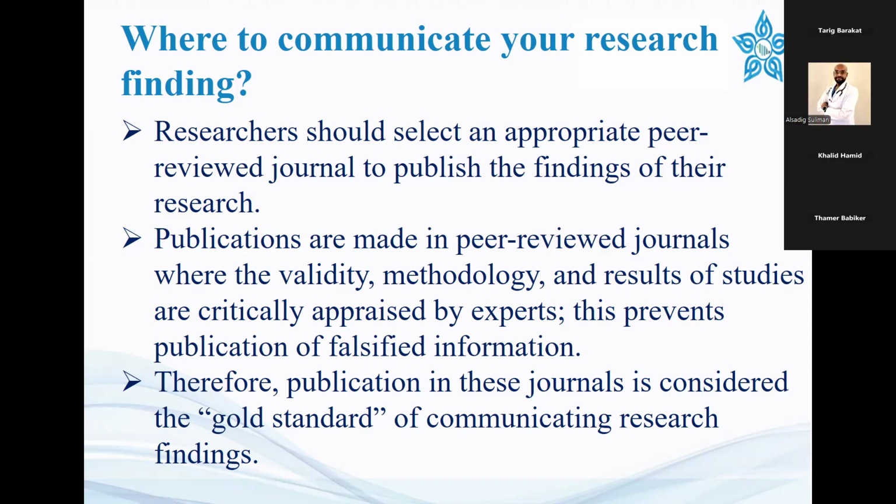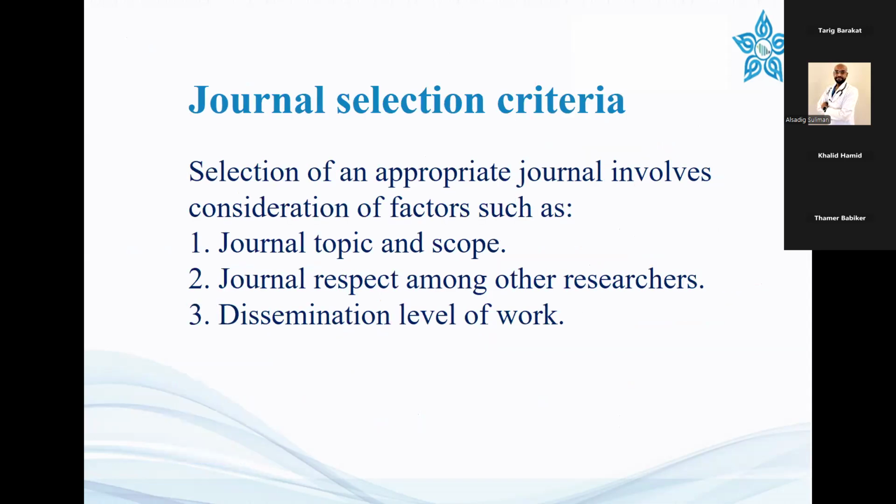And that's why peer-reviewed publications are considered the gold standard of communicating research findings, because they went through a meticulous peer review process or critical appraisal. Usually, when we have our research findings, we want to publish them. We have to be very careful when selecting a journal for publication, and the selection of the appropriate journal involves consideration of several factors, including the journal topic and the journal scope.